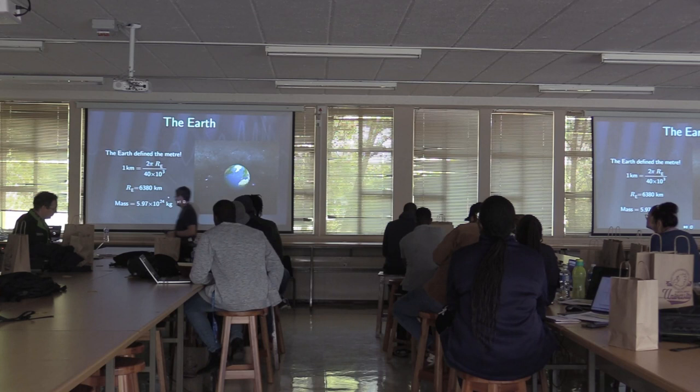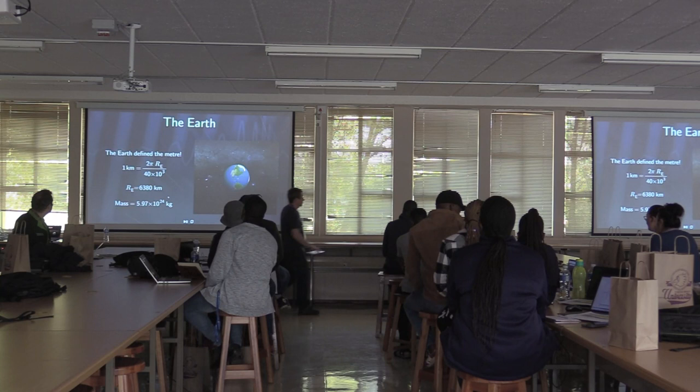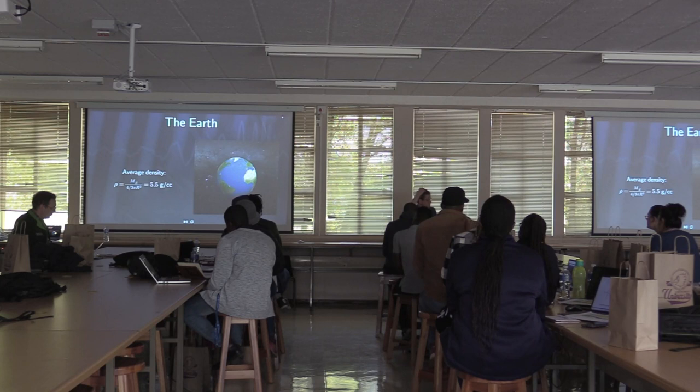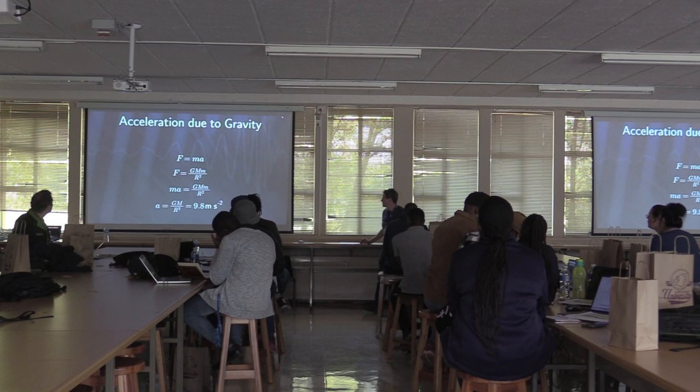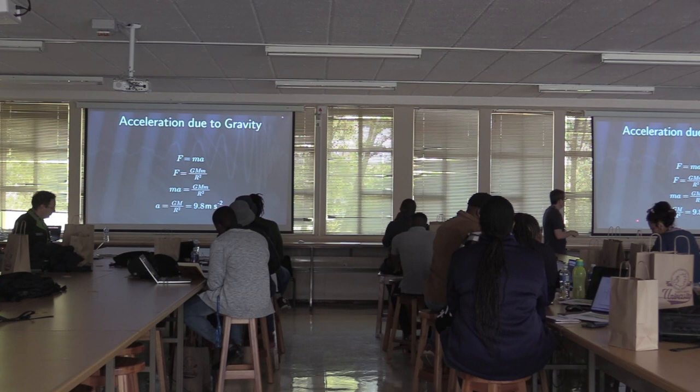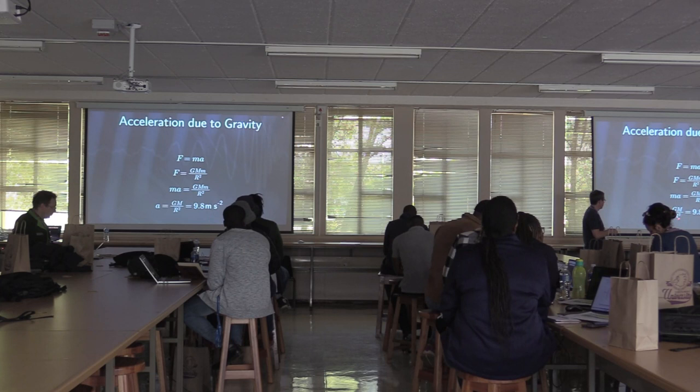So the average density of the Earth is about 6 grams per cc. The average density of water is 1. It's a rocky planet. And you can calculate the acceleration of particles at the surface of the Earth by just taking GM on r squared, and you get 9.8 meters per second squared. We can do the same thing for neutron stars.